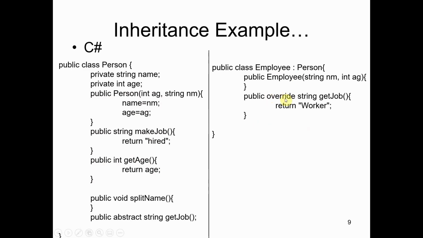And here it overrides the get job and implements the get job. And then the employee can also use the make job and the get age as they are. If employee doesn't override the make job and get age, then the employee can use these two methods as they are.